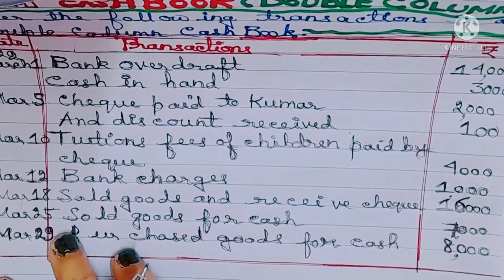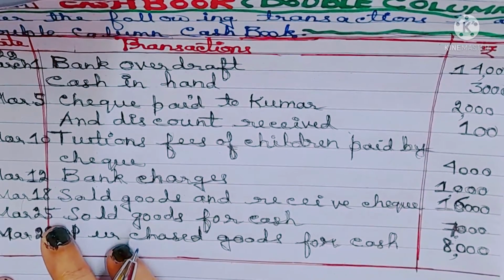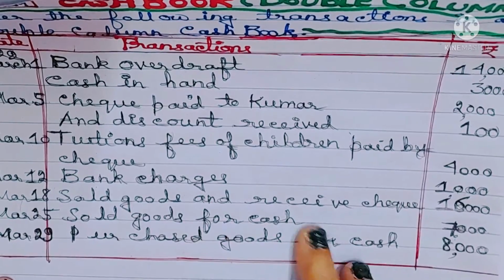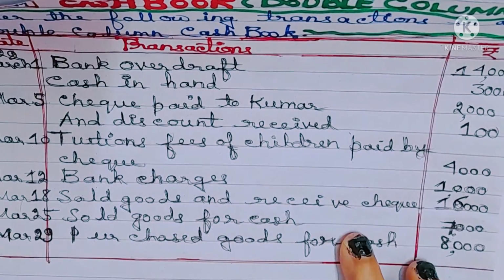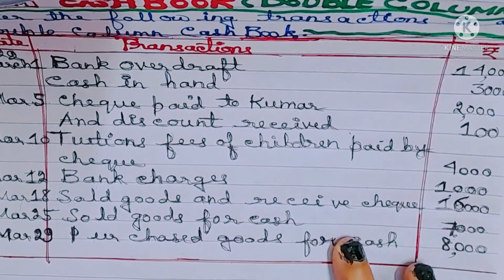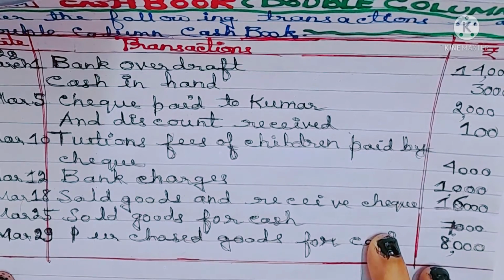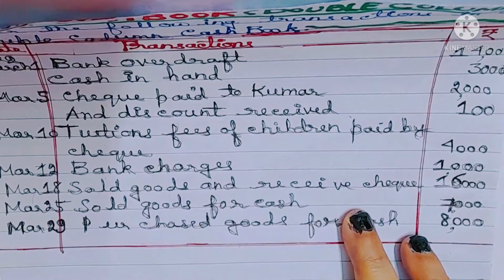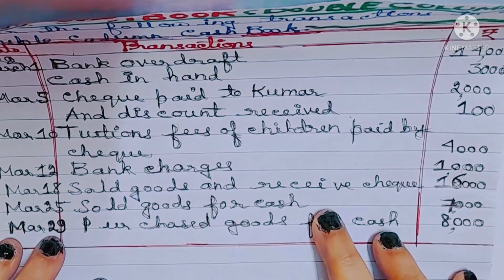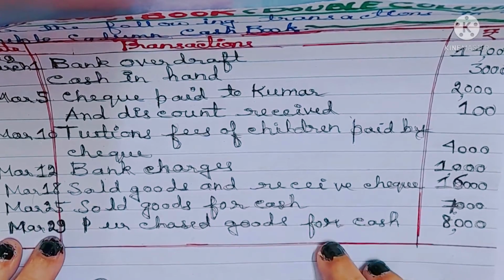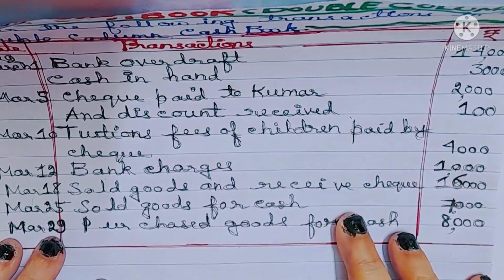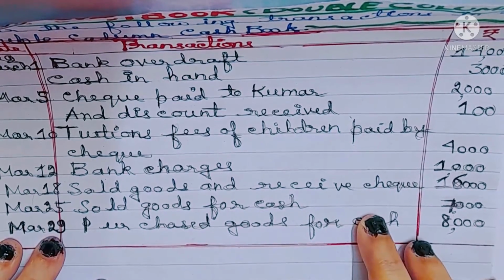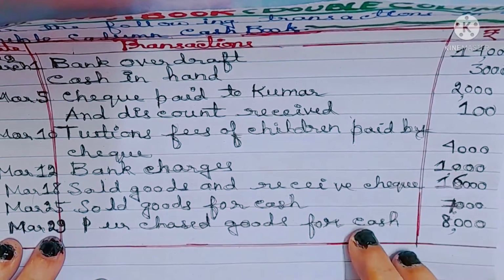The next transaction is on 25th March sold goods for cash 7,000. So what will be the journal entry? The journal entry will be cash account debit to sales account. So what is the position of cash account? Since cash account is on the debit side, sales account will also be on the debit side. So we'll have to write to sales account in the cash book on the debit side 7,000.